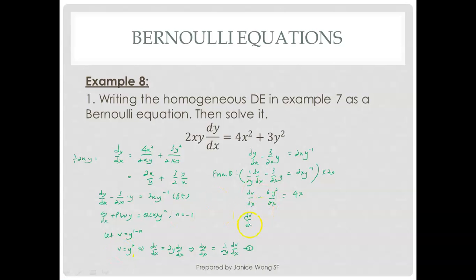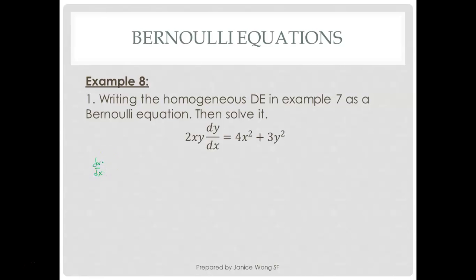Therefore, we move on. dv over dx minus 3 over x v will be equivalent to 4x. So check the type of the differential equation here. It is FODE. Most of the time, when you have a Bernoulli equation and you use the correct substitution and continue with the simplification to v and x terms, you will get a linear first order differential equation. Let's continue solving it by using our FODE method. We continue in the next page.